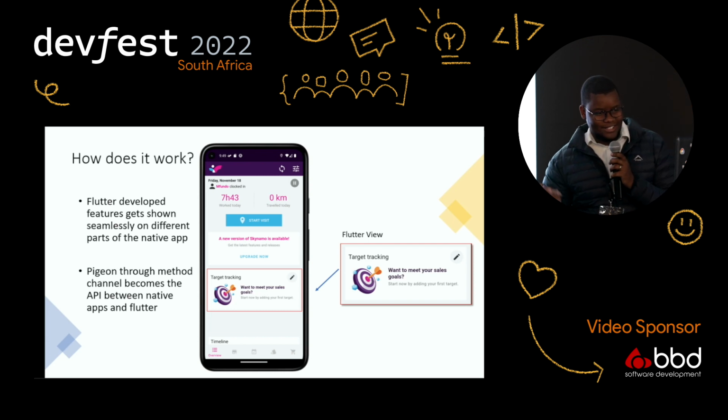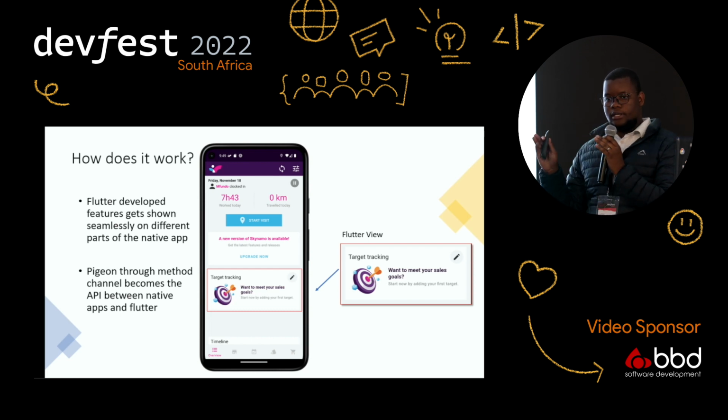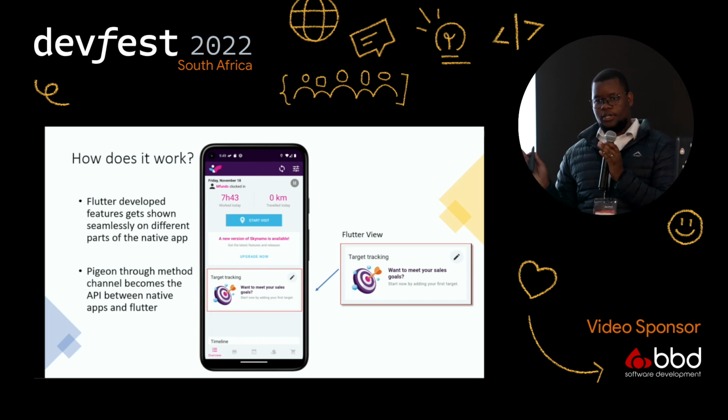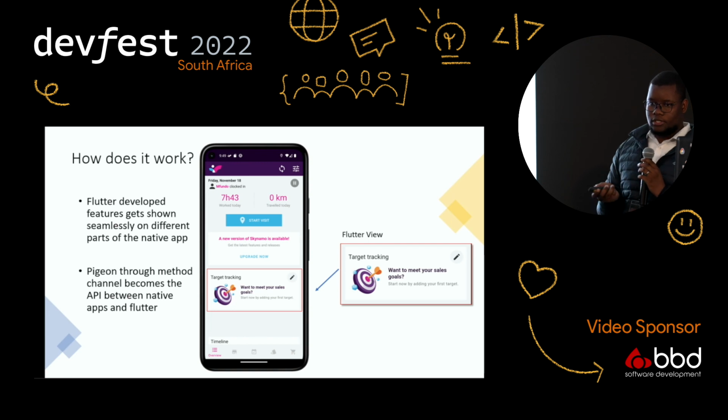How this works is, like I said, we develop our features in Flutter, and we either develop them as a full screen activity in Flutter or just a view, as you can see there. And then this is embedded into the native code as if it were originally there. So it just blends in. But then through Pigeon, which is a library in Flutter, we can pass data from the native code, either the iOS app or the Android app, into Flutter.